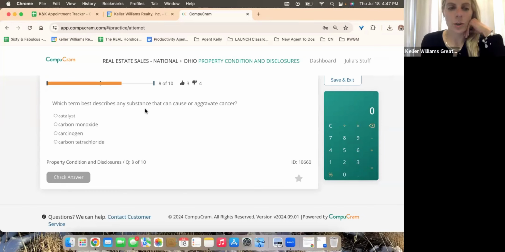Okay, next question. Which term best describes any substance that can cause or aggravate cancer? A, catalyst, B, carbon monoxide, C, carcinogen, or D, carbon tetrachloride?